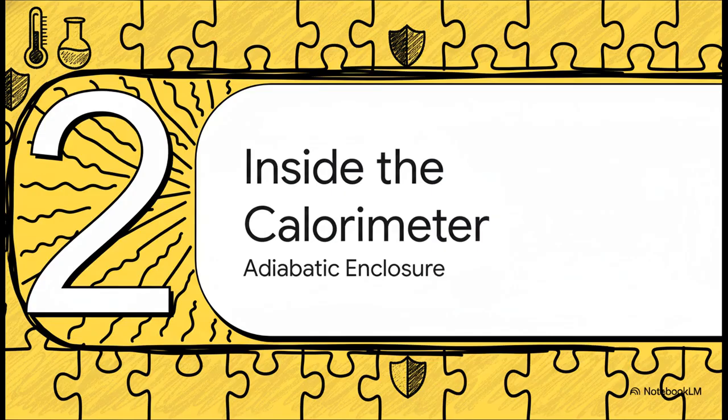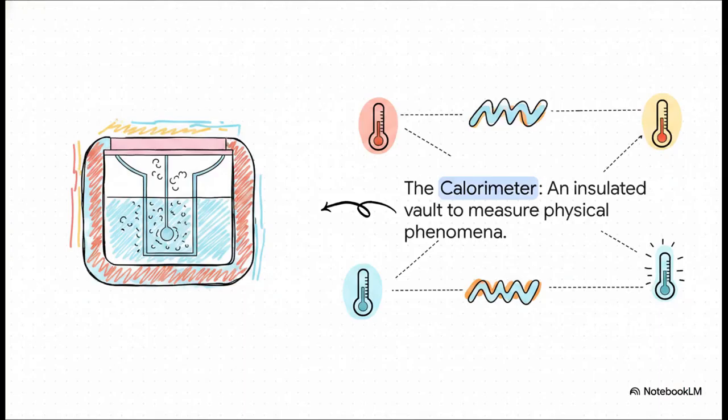Moving right along to Section 2, inside the calorimeter vault, creating an adiabatic enclosure. To measure all of this accurately, we need the ultimate game board. I'm talking about an adiabatic enclosure, a space that completely blocks heat from escaping into the outside world. Now let's look at how this impenetrable thermal vault is physically constructed. We've got an insulating wall and a super secure lid.